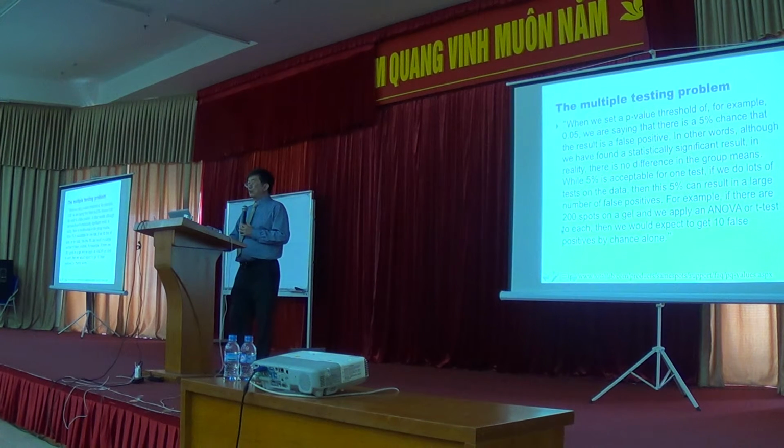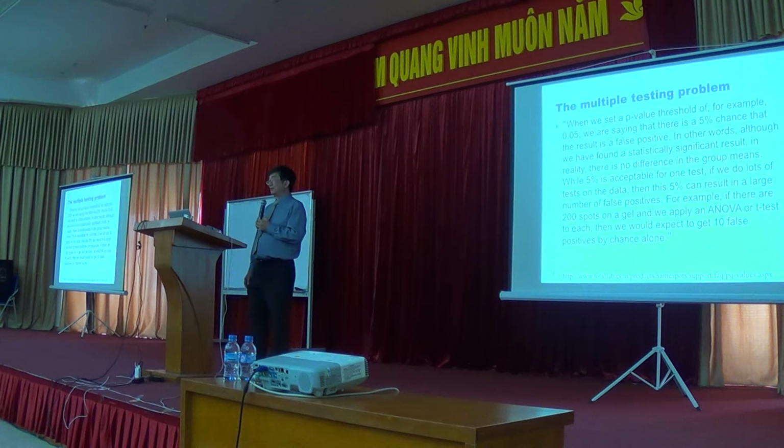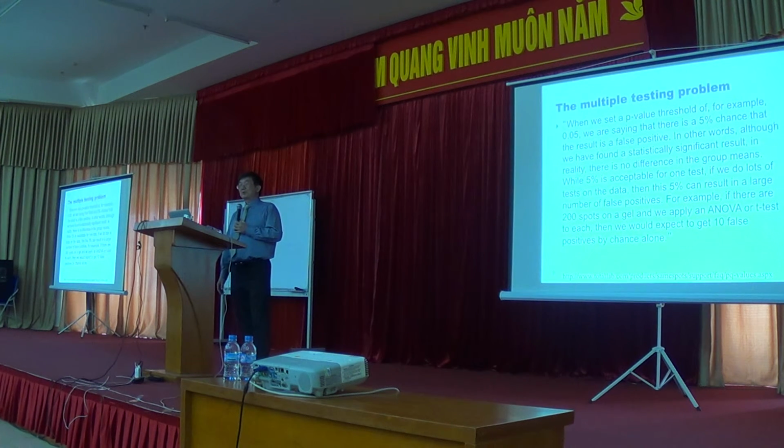For example, if there are 200 spots on a gel, and you're making 200 comparisons, applying the ANOVA or t-test to each one of them, and because you are accepting 0.05 as the alpha, meaning that you have a 5% chance that you're wrong each time, and you're doing that 200 times, then you may end up with 10 wrong answers. Are 10 wrong answers acceptable to you? That is the question.